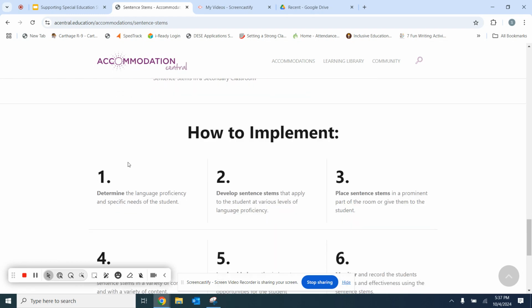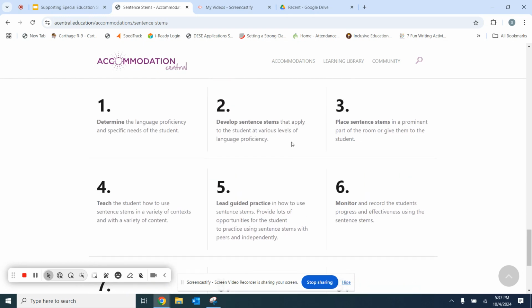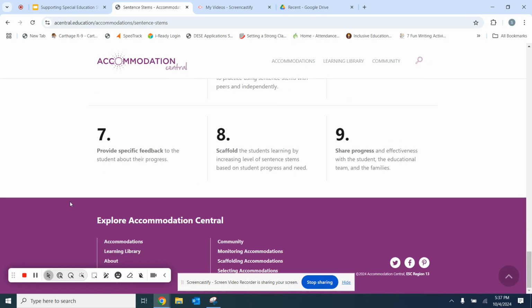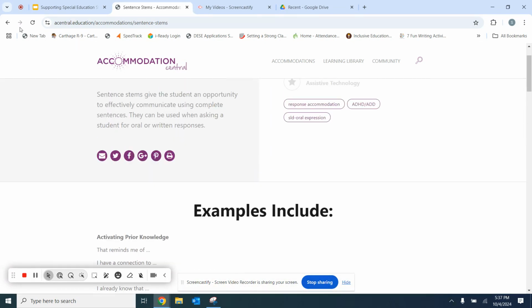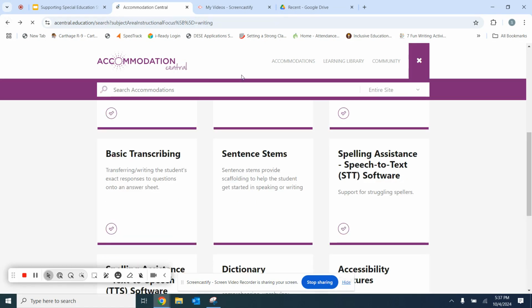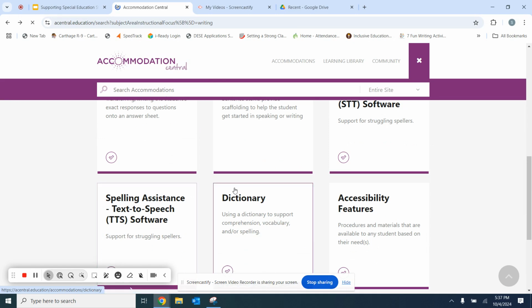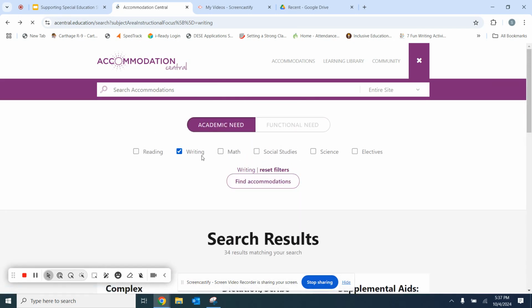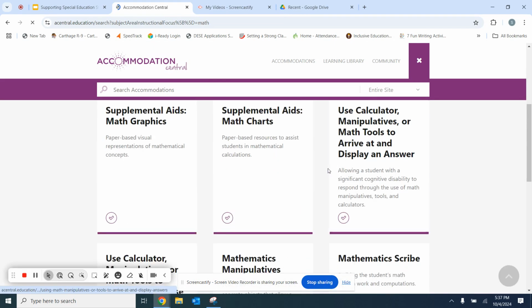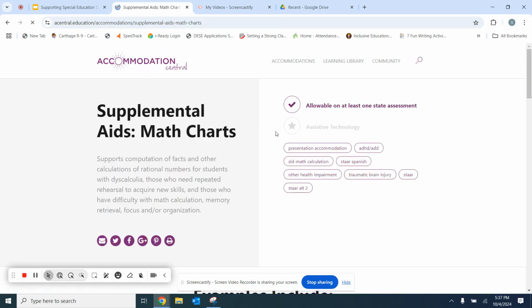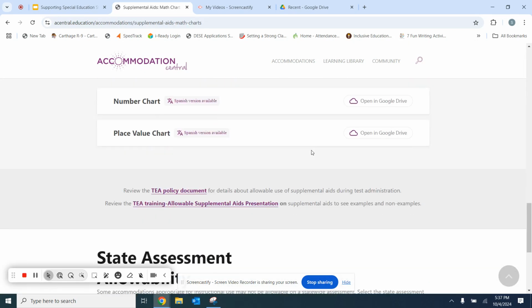I did have a look, but it will give you a rundown of how to implement the accommodation. And in some of them, there are downloadable resources that you can also use to help you with that as well. So I just wanted to give you a heads up on this one. It's a super useful resource for different accommodations if you're struggling to find something. And I just thought that that might be helpful.